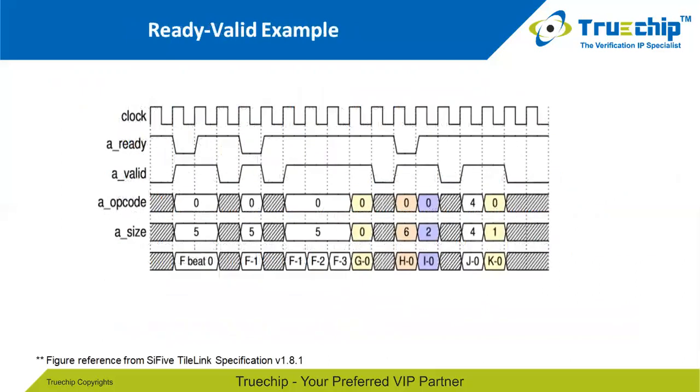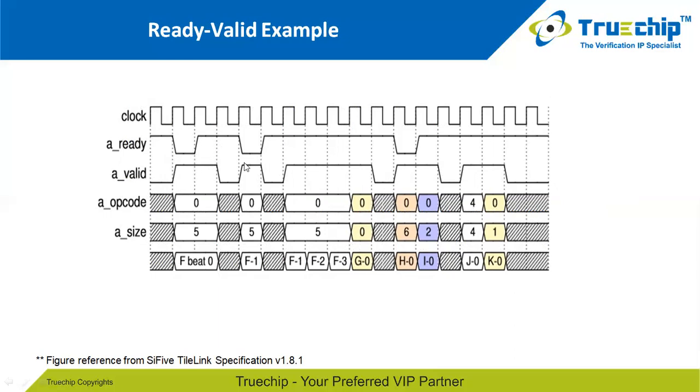Just remembering these rules, here is an example of ready and valid handshaking. Here, there are 5 messages which are sent from one agent to another. That is F, G, H, I, and J. As I said before, a beat is exchanged only when both ready and valid are high. So we can observe in the figure for the beat F0, the transfer didn't happen for the first clock, as the ready is low and the valid is high. So the transfer happened on the second clock cycle only when both the ready and valid are high.